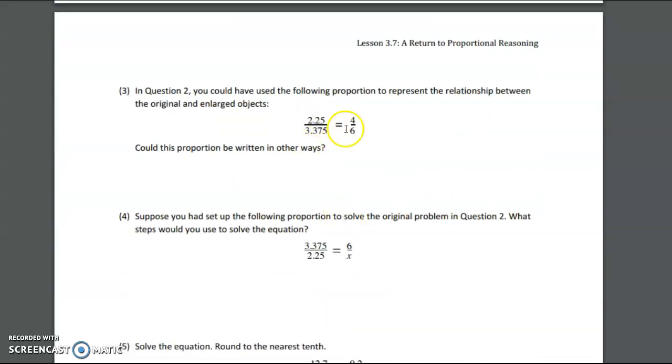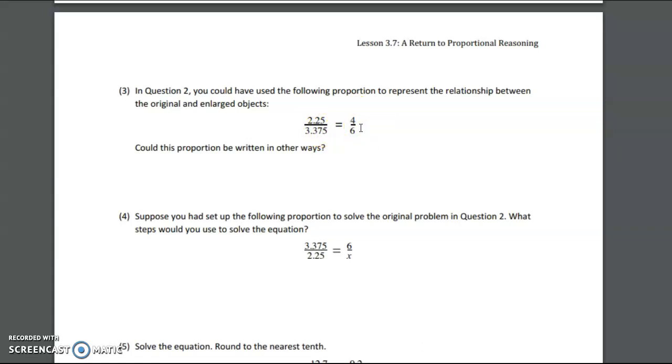This is the proportion that you could have set up in the example for number 2 with the logo and the billboard. If you multiply the cross products here, 2.25 times 6, they should be equal to 4 times 3.375. And there are lots of different ways that you can set up a proportion by just moving things around. But what's important to remember is that the values in the numerator have to have a relationship, and the values in the denominator have to have a relationship.